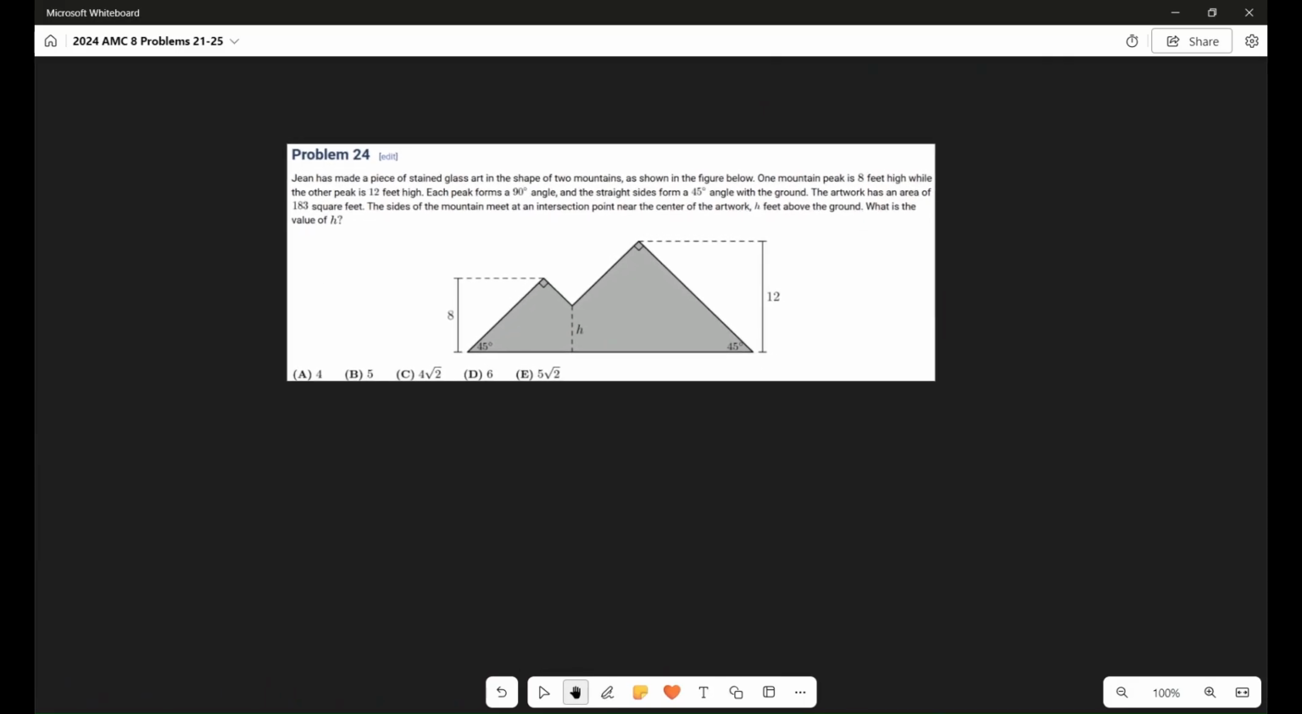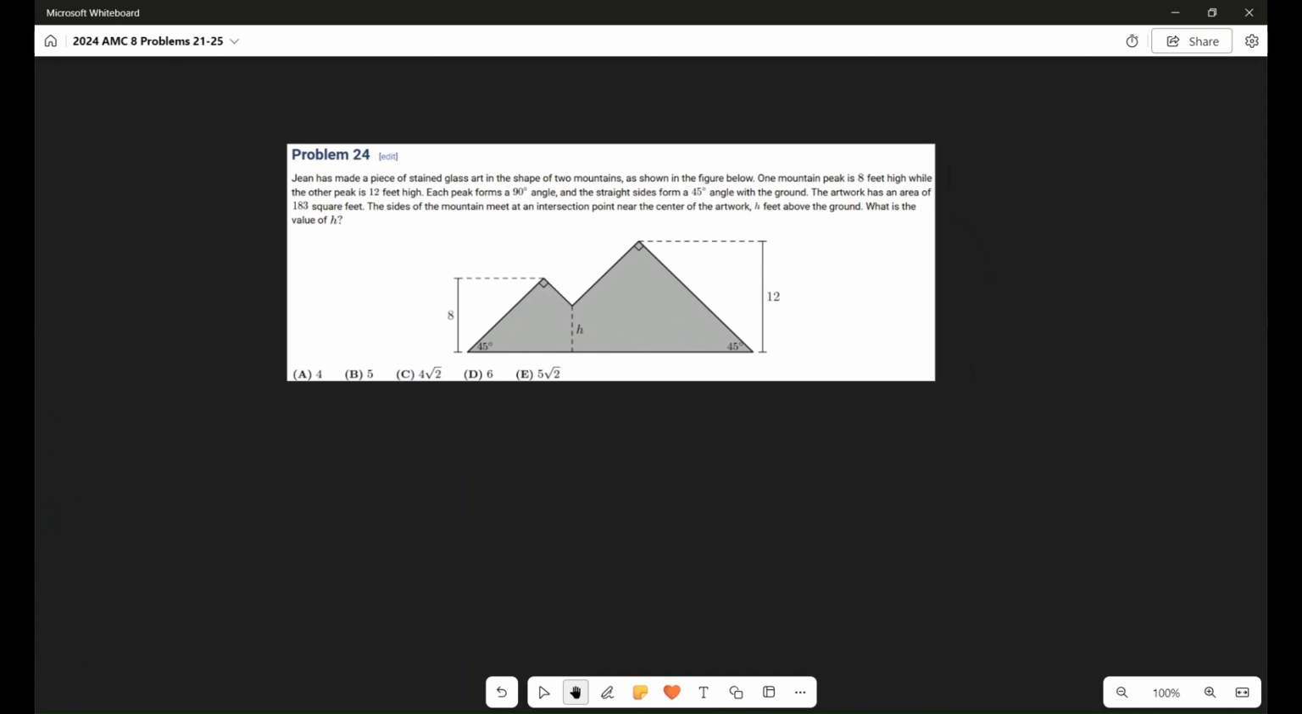So problem 24. John has made a piece of stained glass art in the shape of 2 mountains as shown in the figure below. One mountain peak is 8 feet high, while another peak is 12 feet high. Each peak forms a 90-degree angle, and the straight sides form 45-degree angles with the ground. The artwork has an area of 183 square feet.